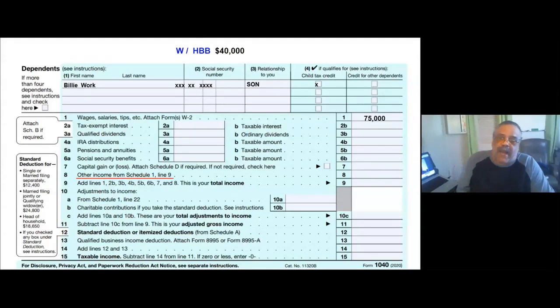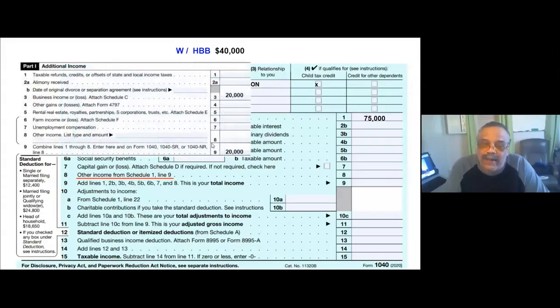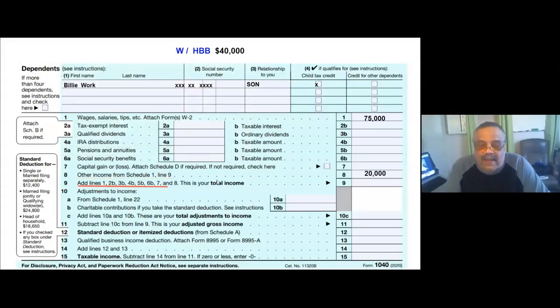You still make the $75,000 in your wages from your job. Okay, other income from Schedule 1, line 9. You go back to Schedule 1, line 9, and get your $20,000. Put that on your 1040 form. Okay, line 9 says add up lines 1 through 7, and 8. This is your total income. On line 9, you made $95,000, $20,000 from your business, $75,000 from your job.